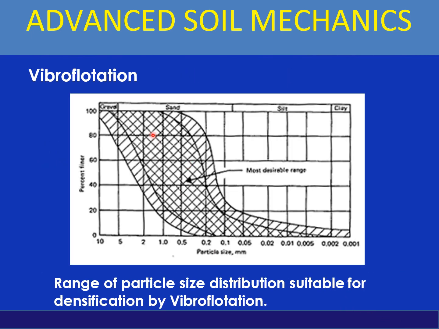So for the vibroflotation, this particular part is the most desirable range, representing the most desirable range of particle size distribution suitable for densification by vibroflotation. So if your soil is falling in this, so that soil can be best compacted by vibroflotation.